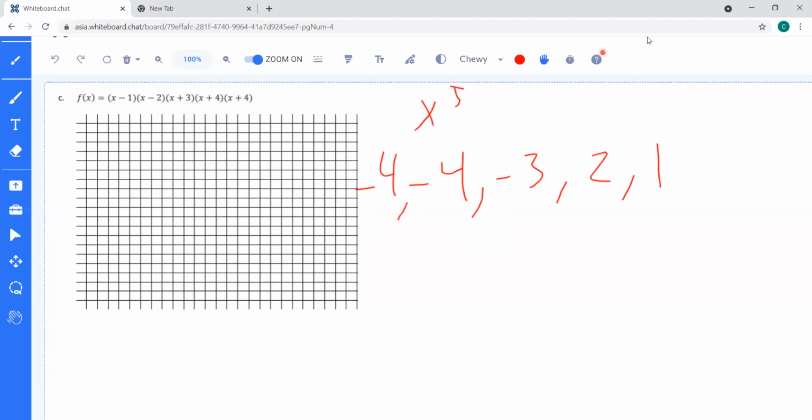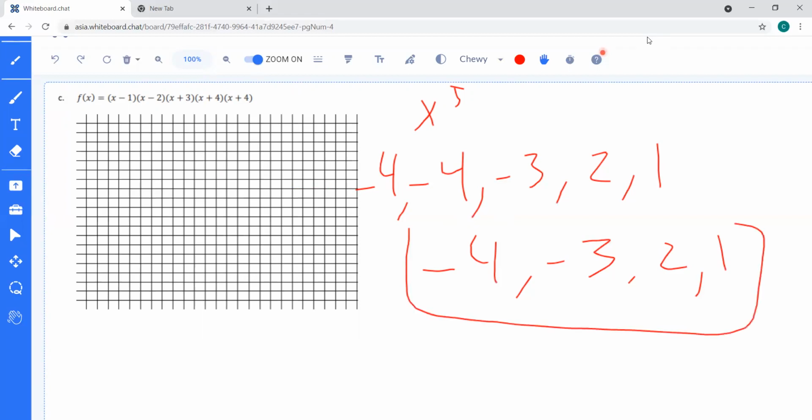Now, what are going to be my solutions? Well, my solutions are only going to be -4, -3, 2, and 1. And that's going to be the same as my X intercepts. That's going to be the exact same. But we have 5 degrees and only 4 X intercepts.